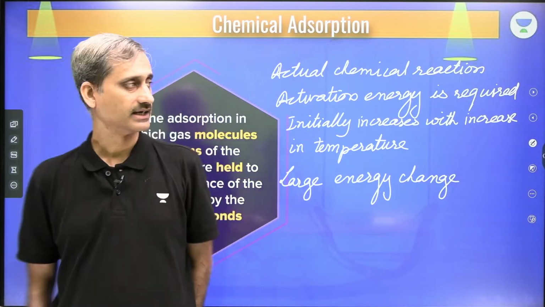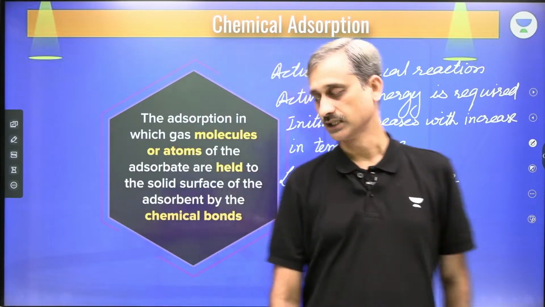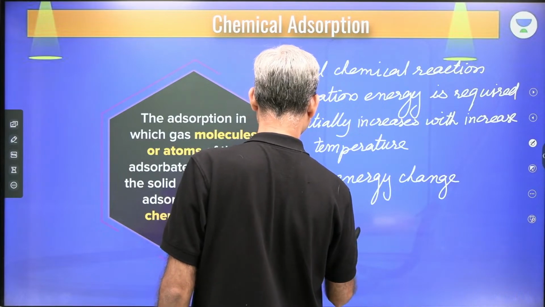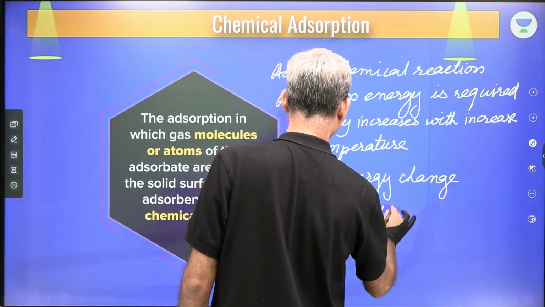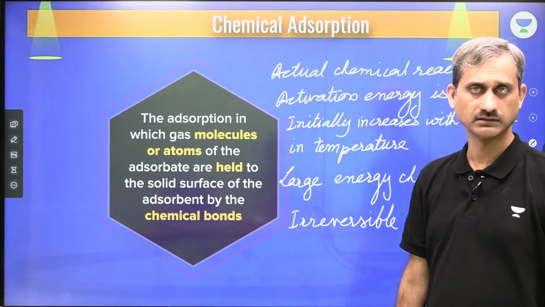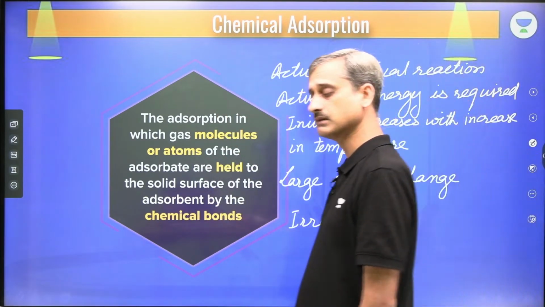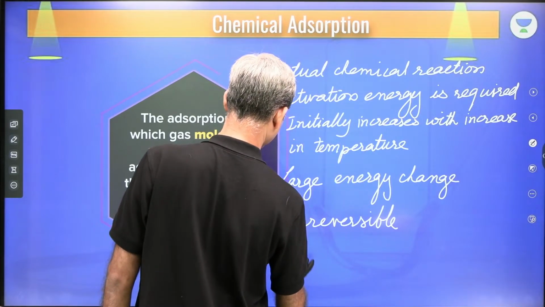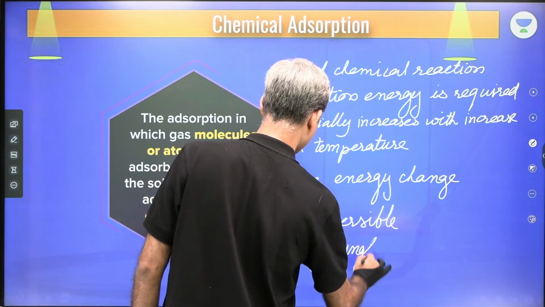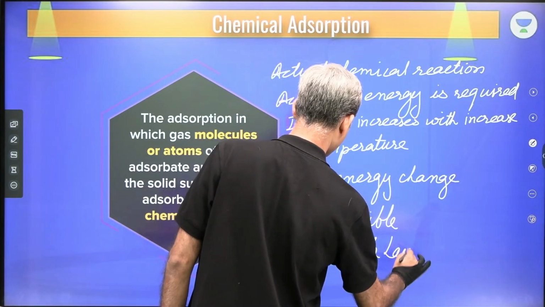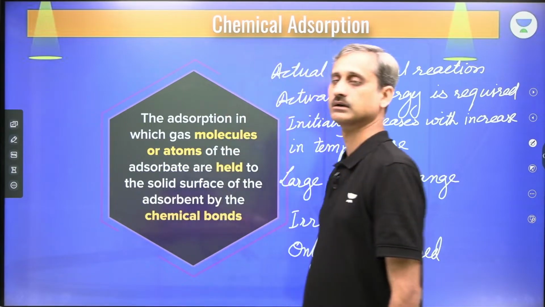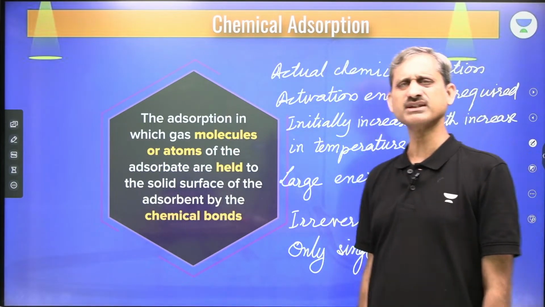So that is why chemical adsorption is irreversible. And most important, chemical adsorption can be only single layered. Chemical adsorption cannot be multi-layered. Only single layered. Chemical adsorption is not multi-layered, and the simple reason is there.